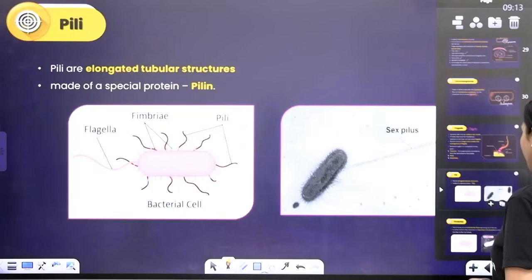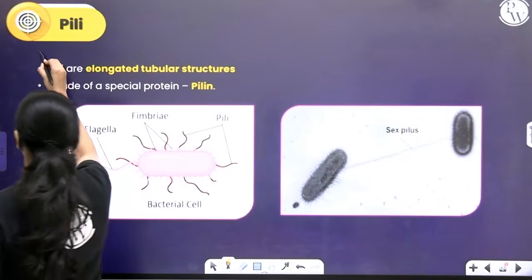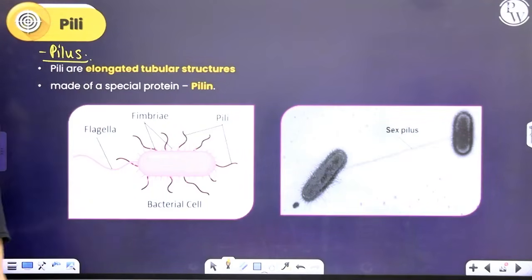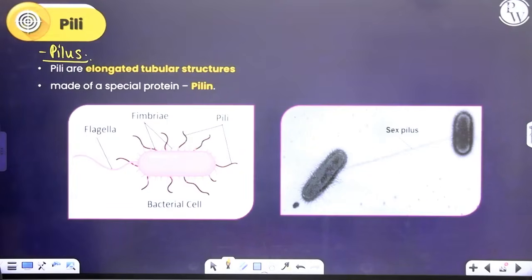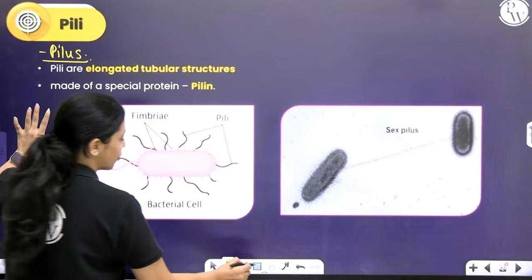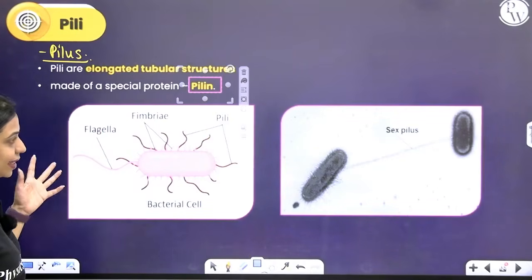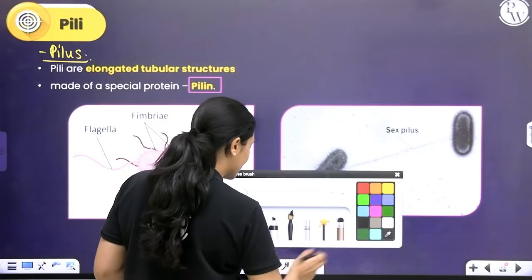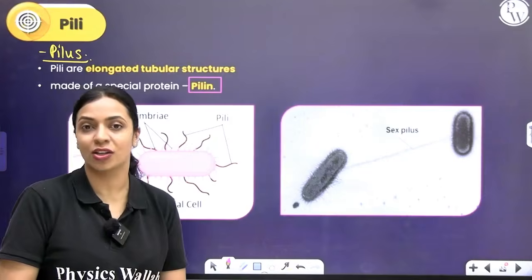Next, let's learn about pili. Singular is called pilus. These are also structures that arise from the surface of bacteria. This is made up of a protein called pilin. Basically, its function is not mentioned in NCERT, but they are involved in a type of sexual reproduction, a very primitive type called conjugation.